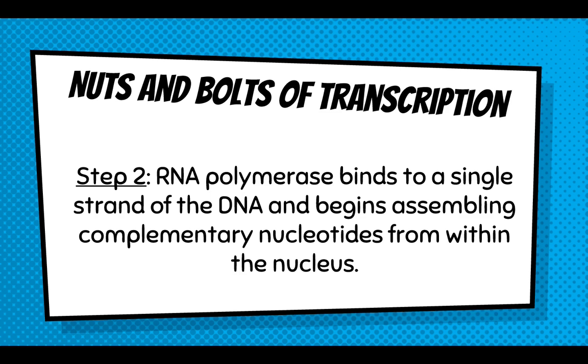Okay, so we've started assembling the complementary nucleotides, the A's and the U's and the T's, or the C's and the G's. Remember, when you're making RNA, if you have an A, where you would normally put a T, you're going to put a U, or a uracil. Adenine with uracil, cytosine with guanine.